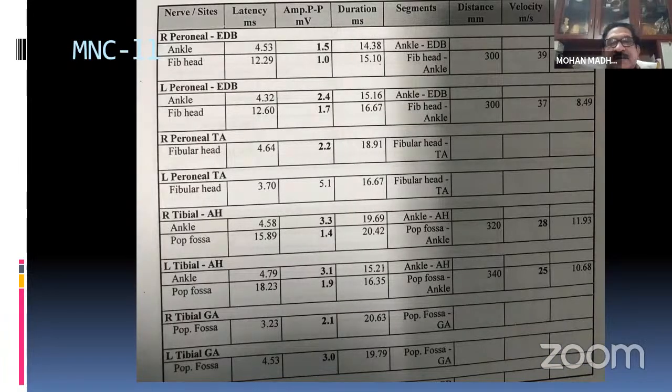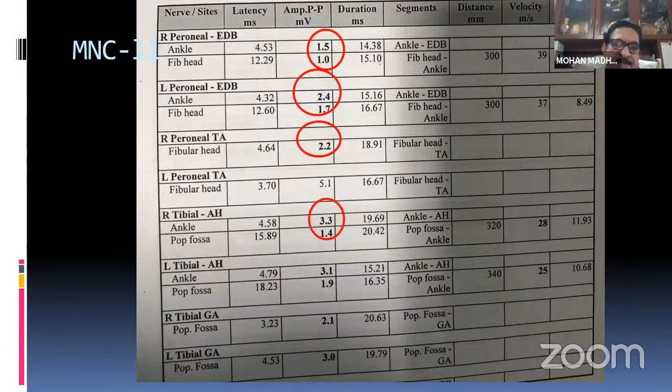Yeah. So NCS was done, which showed decreased CMAP amplitude from all the muscles. Peroneal EDB, both right and left peroneal. Then right peroneal TA also has low amplitude.